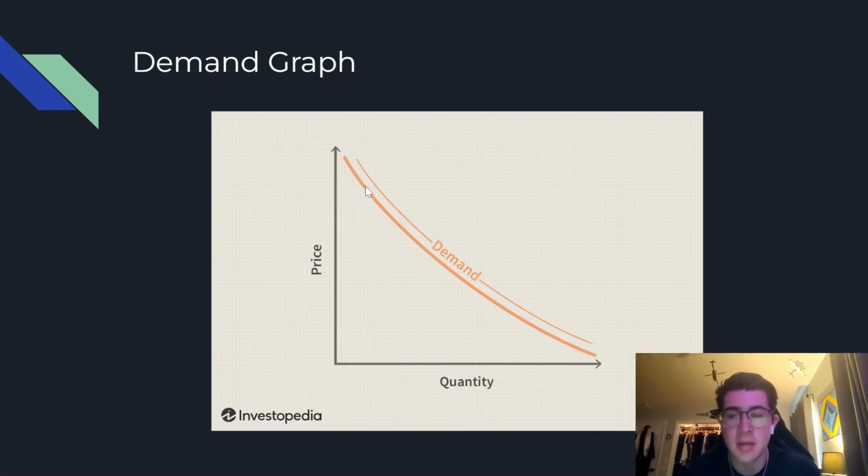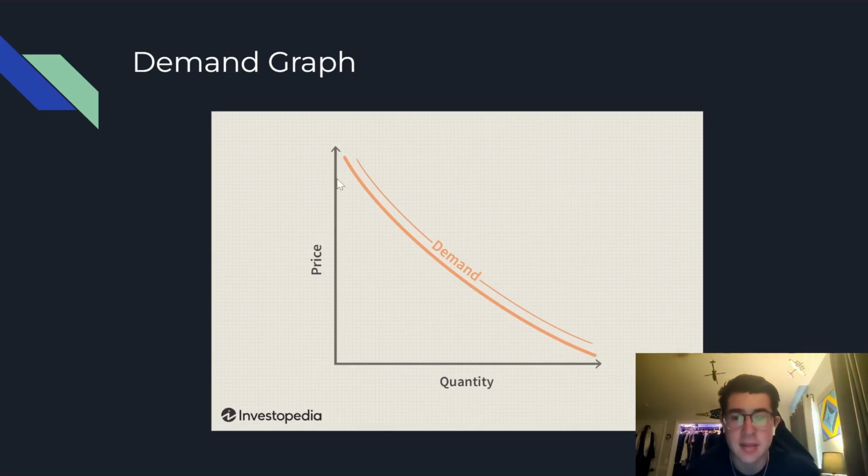Now we intersect at the demand curve, and you go straight down to the quantity. Let's say this is 5. So if the price is $60, only 5 shirts are going to be demanded. Now if the price is $10, you go all the way to the right, where it intersects with the demand curve, and you go straight down to quantity. Let's say this is 25. So if the price is $10, 25 shirts will be demanded.